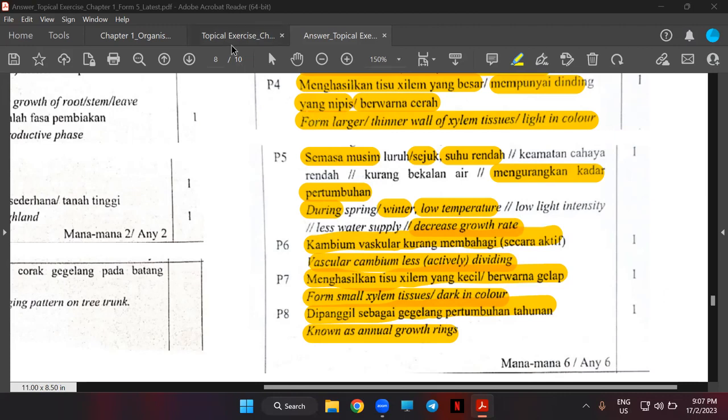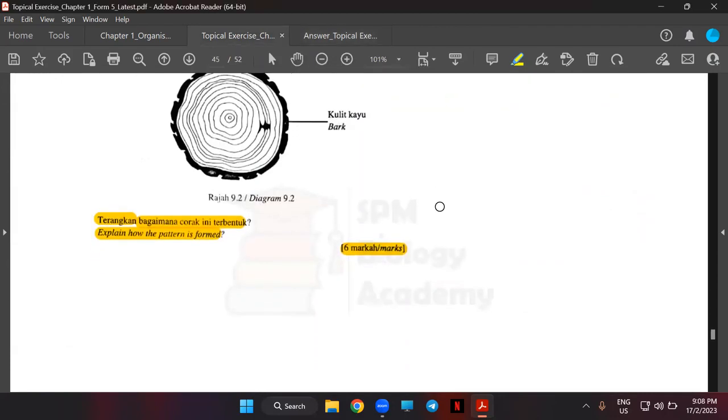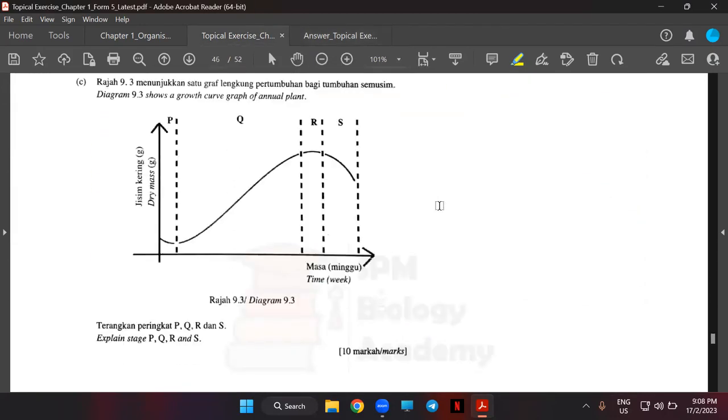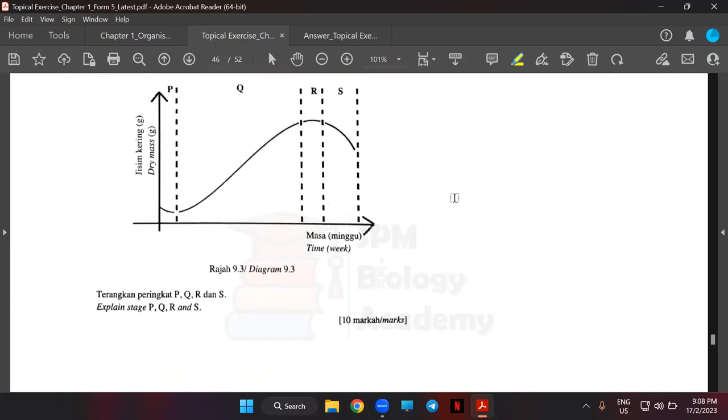Okay, baik. Let's move on to the next question. Rajah 9.3 menunjukkan satu graf lengkung pertumbuhan bagi tumbuhan semusim. Diagram 9.3 shows a growth curve graph of an annual plant. Alright. Terangkan peringkat P, Q, R dan S. Explain stage P, Q, R and S. 10 markah. Terangkan peringkat P, Q, R dan S. Explain stage P, Q, R and S.